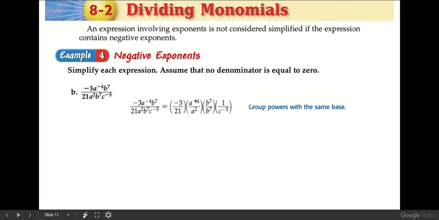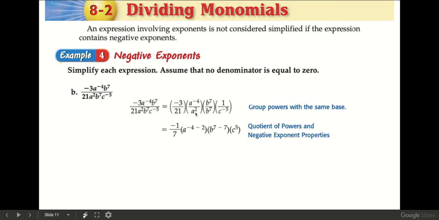A to the negative fourth over a squared, those have the same base, so I group those together. B to the seventh over b to the seventh, again, same base, I'm going to group those together. And then c to the negative fifth doesn't have anything to group with, so I'll just make it 1 over c to the negative fifth. So again, I just rewrote this as separate fractions so I can focus in on each one separately. So negative 3 over 21, that is just a simple fraction that I can simplify, right? Both 3 and 21 are divisible by 3, right? So that can be simplified to negative 1/7.